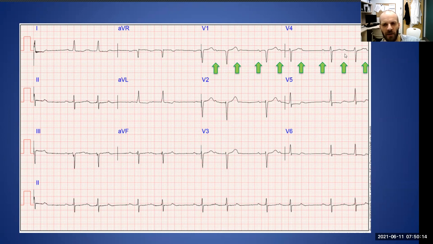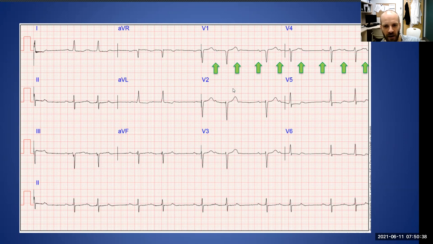So if we've got P waves here, trick question alert, is this going to be atrial fibrillation? No, this isn't going to be atrial fibrillation. That's a good shake of the head by Harminder. Excellent, excellent wordless answer there. I like it. So this isn't atrial fibrillation because we've got organized activity occurring in the atria.